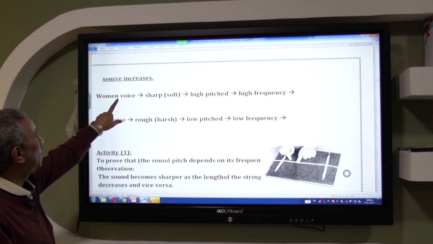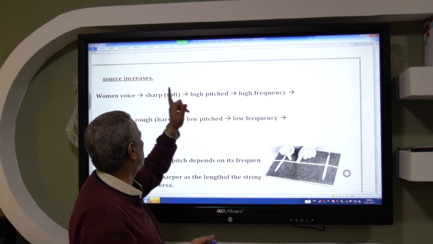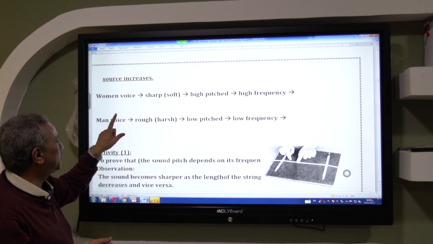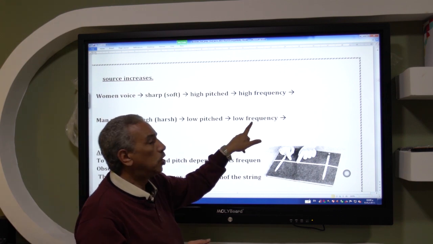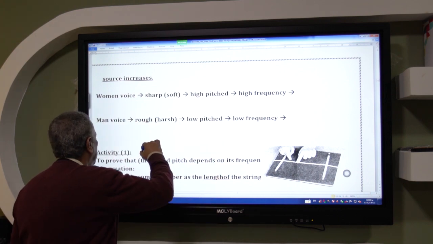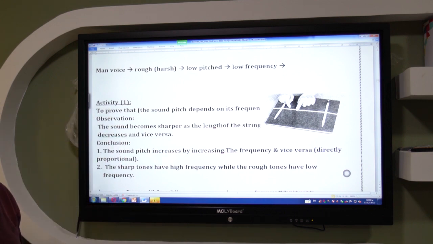So, a woman's voice is sharp or soft, with a high pitch and a high frequency. A man's voice is rough or harsh, with a low pitch and a low frequency. This is the comparison between the rough and sharp sound.